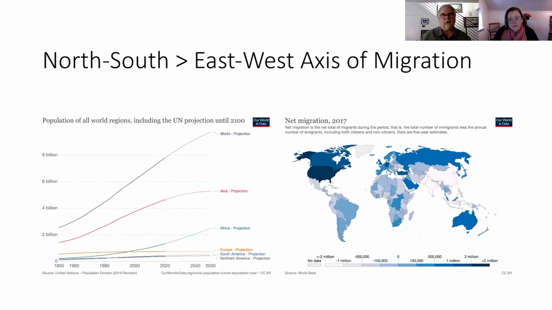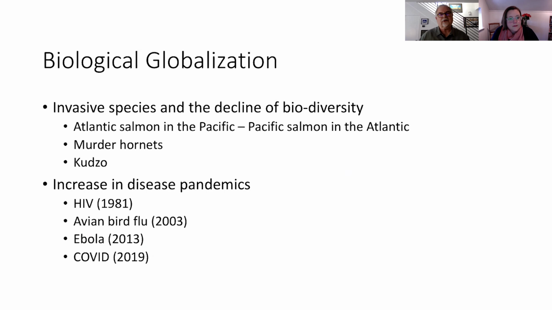So what are the consequences of globalization? Oh, there's jillions of them. I'm only going to talk about a couple. One is biological. The spread of invasive species and the decline of biodiversity is a consequence of the connectivity of the planet in the early 21st century.